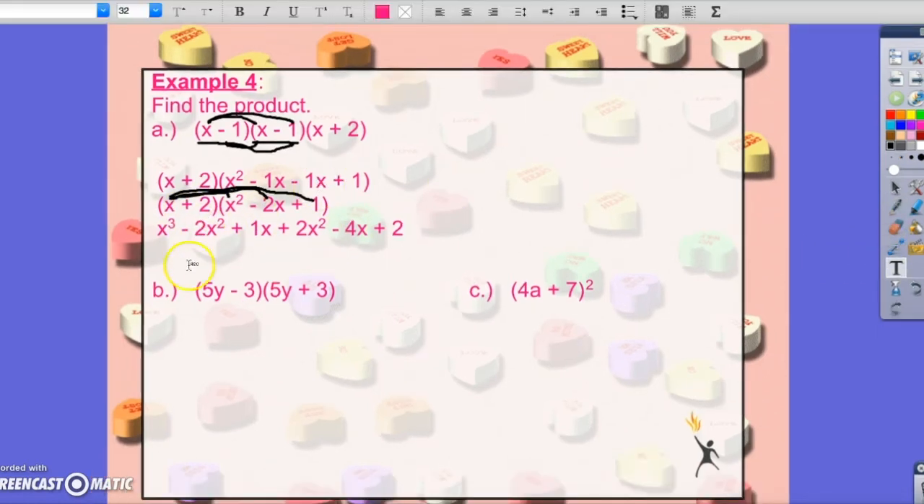Now the last part is combining like terms, where we add or subtract like terms. So I get x cubed, there's no other x cubed. You'll see actually that the x squareds, negative 2 plus 2 is 0, they cancel out. So this is my actual answer for this one.